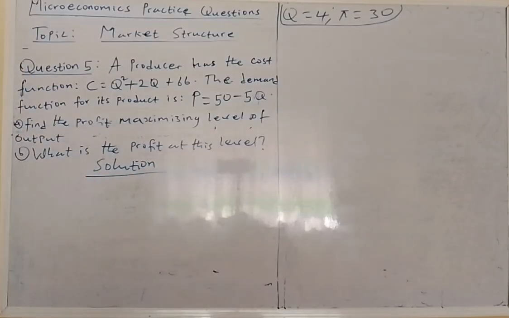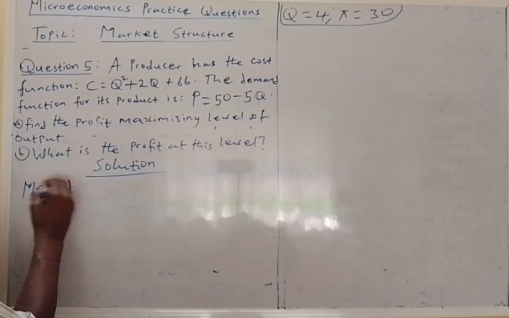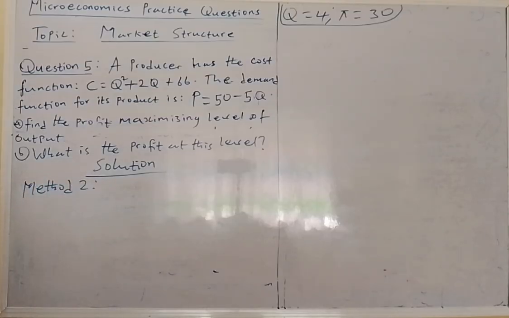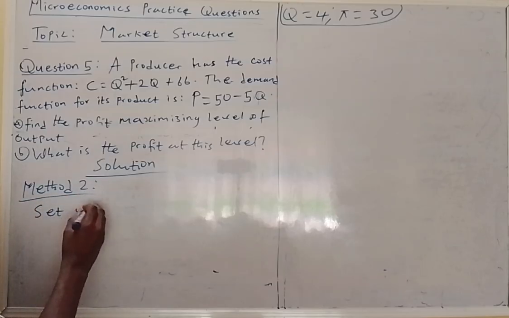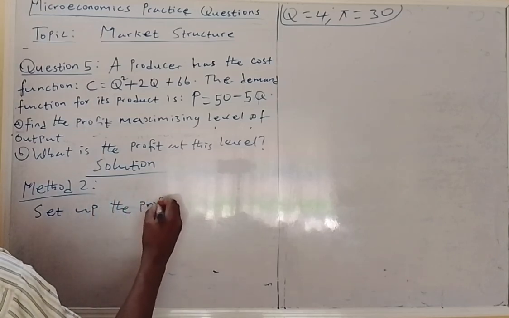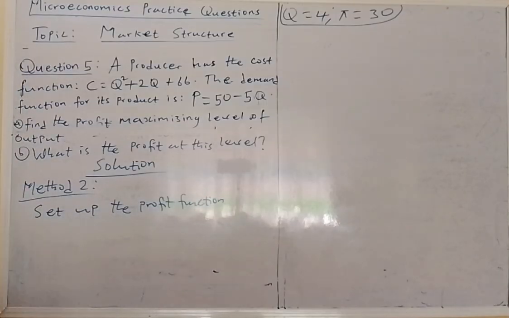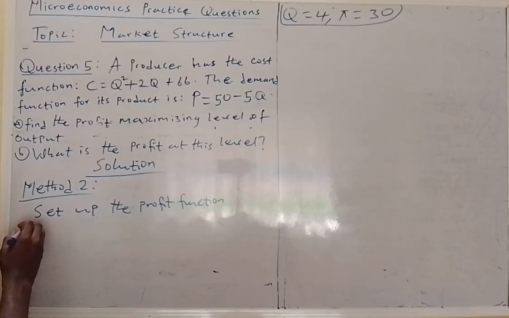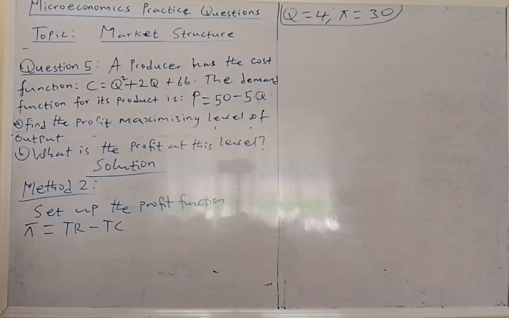Just follow these steps. The first thing we are going to do, let me write it, method 2, is to set up the profit function. That's the first one. So you remember that the profit pi equals TR minus TC.